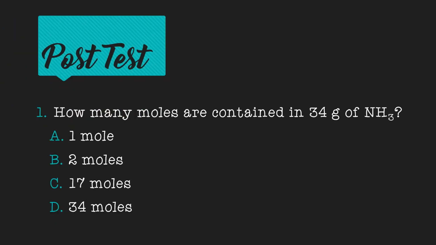Number 1. How many moles are contained in 34 grams of ammonia? Letter A, 1 mole. Letter B, 2 moles. Letter C, 17 moles. And letter D, 34 moles.